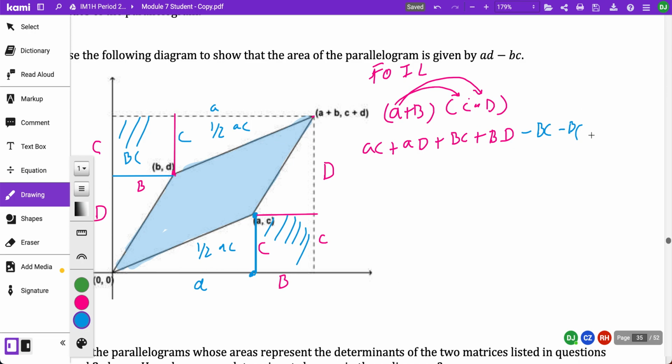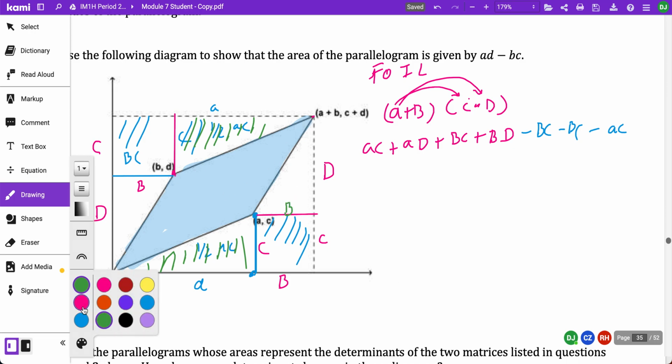So if I subtract both of them, and there are two 1/2 A times C, I am going to subtract an entire A times C. Okay, so I'll mark this up in green. So I just subtracted this one, 1/2 of an AC, as well as another 1/2 of an AC. So now I'm left with this one with a base of B and a height of D.